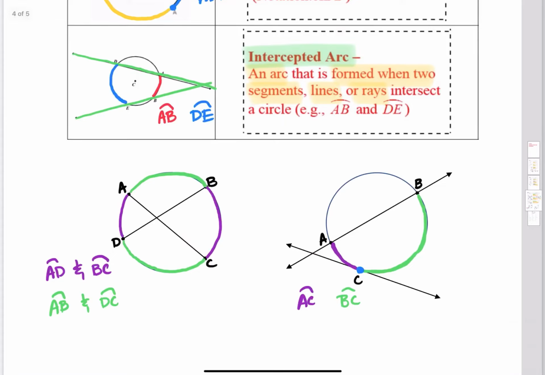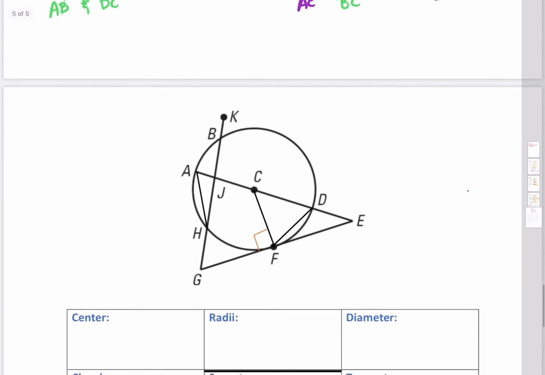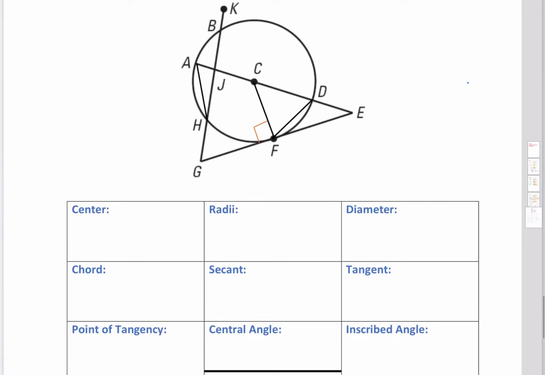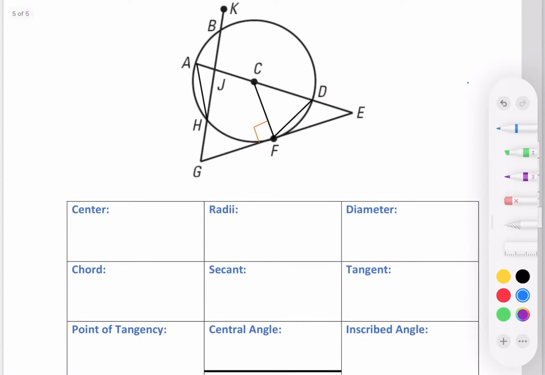All right, so those are basically your terms and your definitions. What you need to be able to do is apply them, or identify them in different situations. There's going to be multiple answers for a lot of these, so we're not going to list every single possibility, but we'll do a few here. So here we have this circle with a bunch of lines, chords, secants, and tangents, and it also creates these angles and arcs. Let's go ahead and see what we could find.